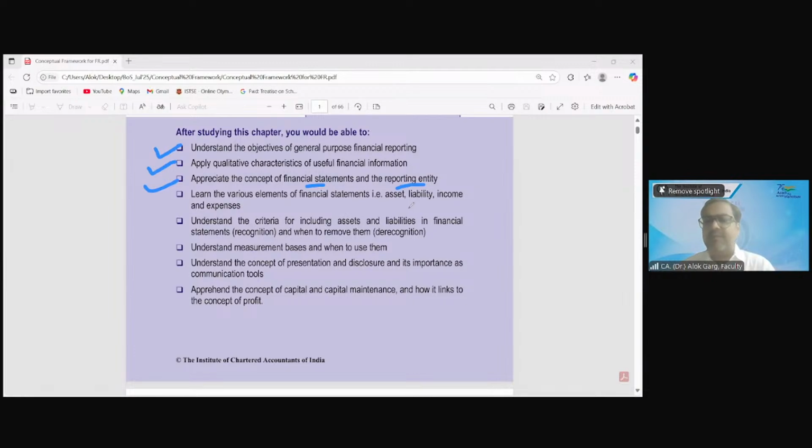Statement of P&L, statement of changes in equity, then statement of cash flow. What does it provide? Statement of cash flow provides you the liquidity performance of the entity, right? That is, whether the entity is cash rich or not.